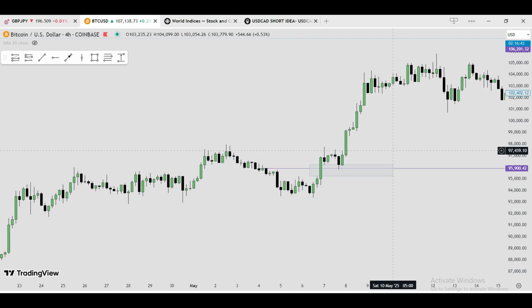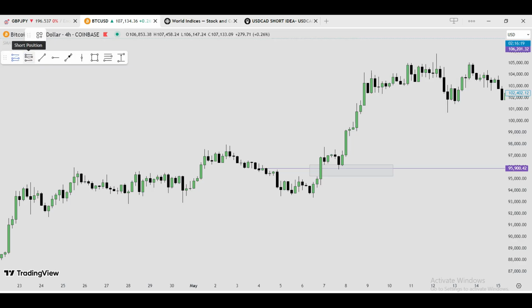Now what do I need to see to take a buy entry? I want to see a green candle display and begin to trade above the high of a bearish candle. That confirmed to me that price is now bullish, and that happened with this candle here. This green candle took out the high of this bearish candle, began to trade above it.